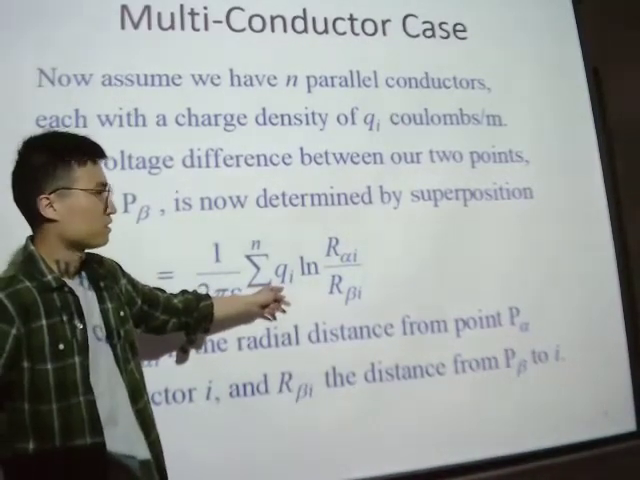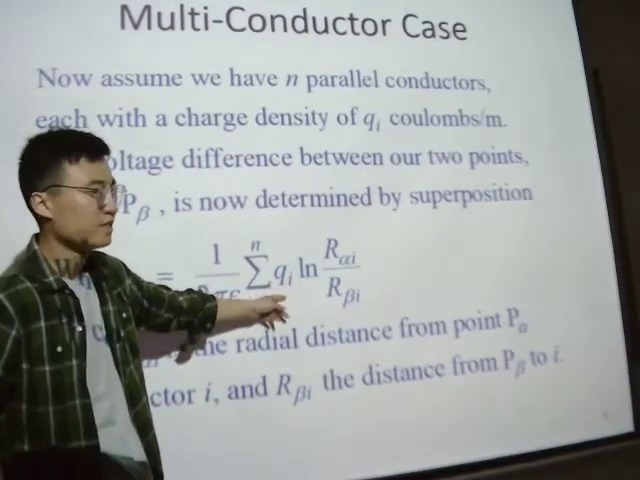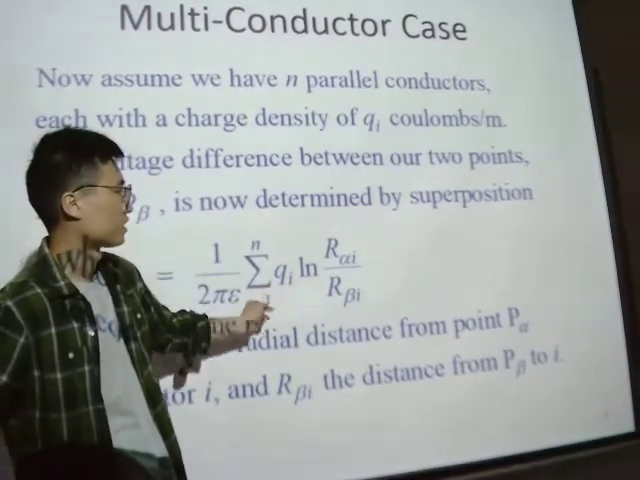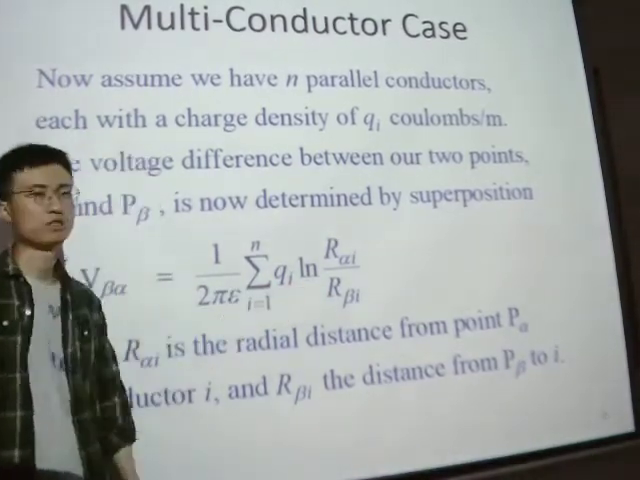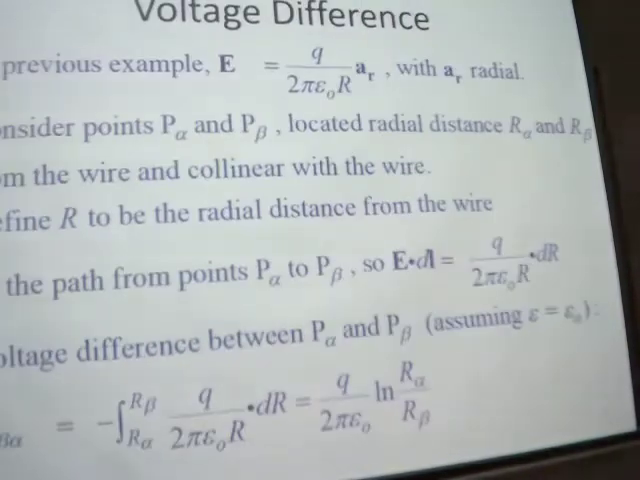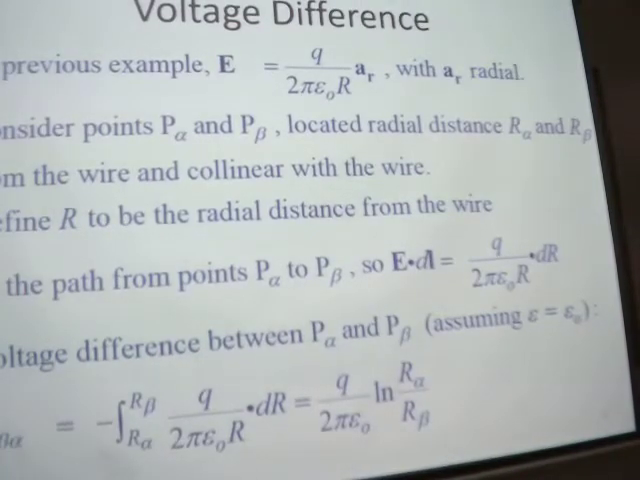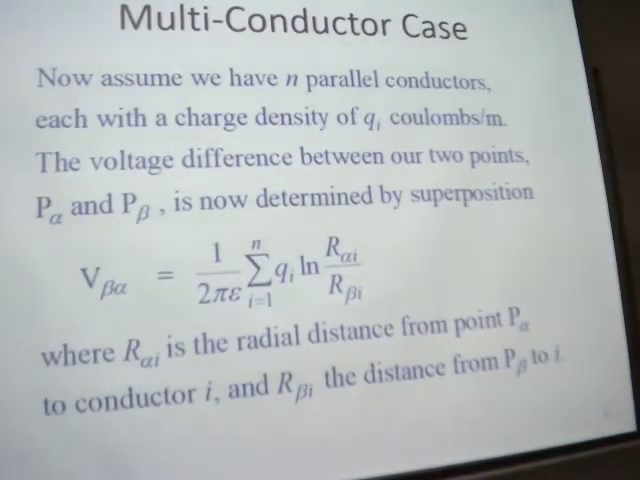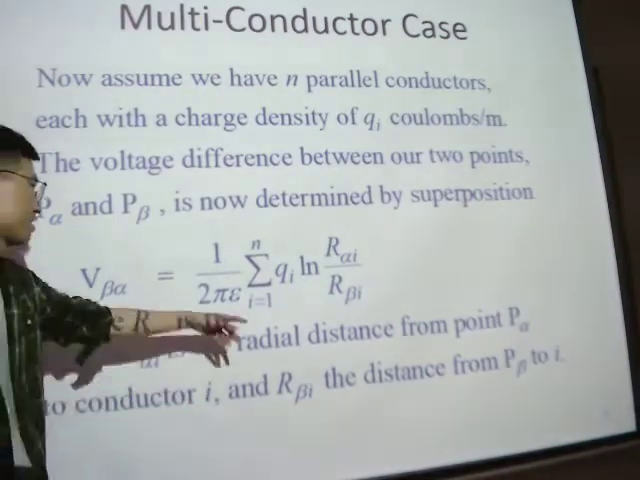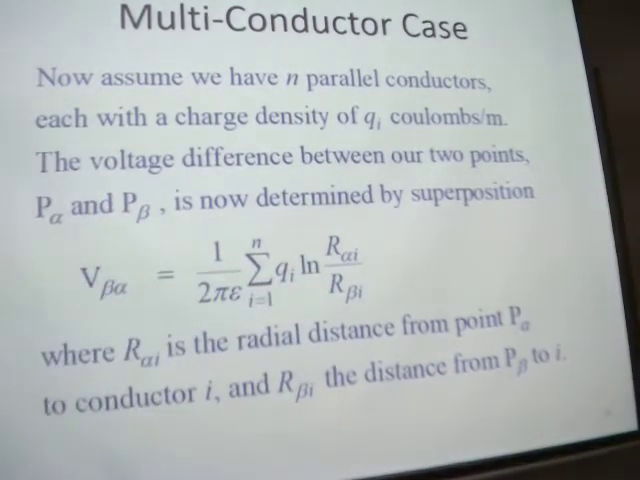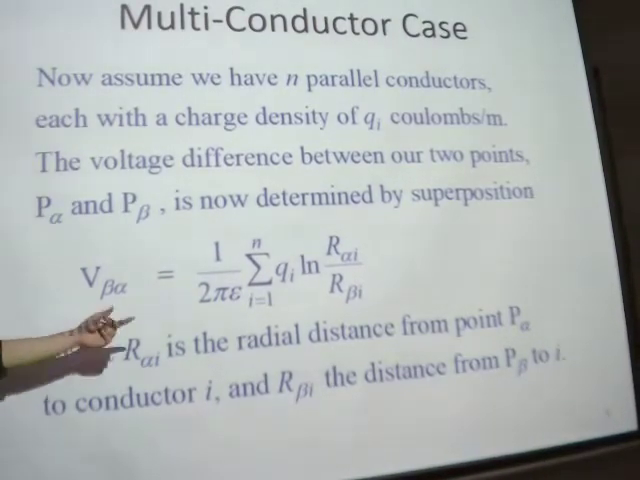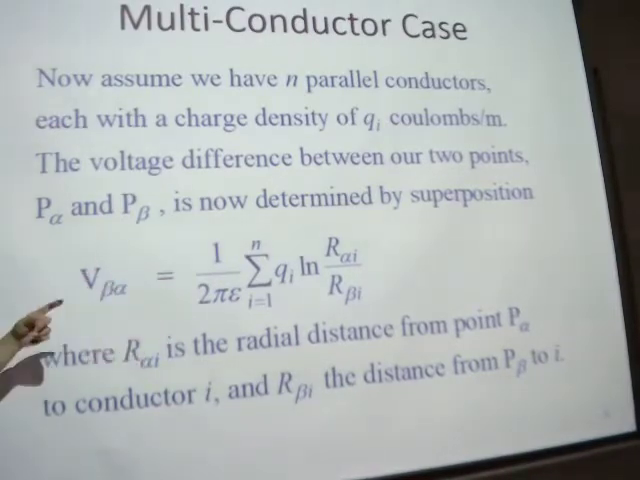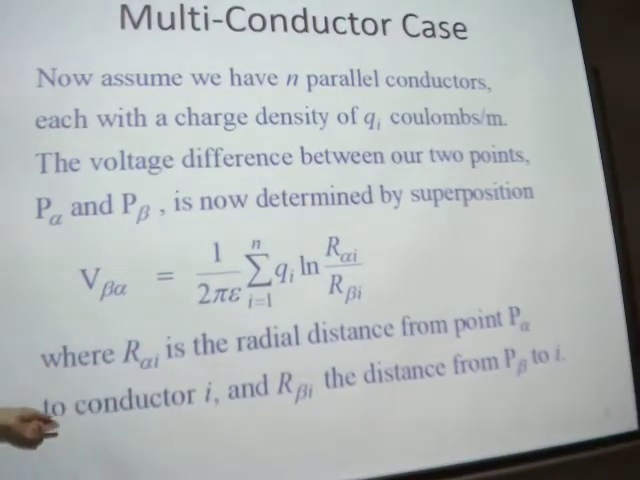Because the electric charge in different conductors is not different, we have to add them up, and these two parts are also the same as the previous single conductor situation. So R_iα and R_iβ are equal to the radial distance from the points alpha and beta to the ith conductor.